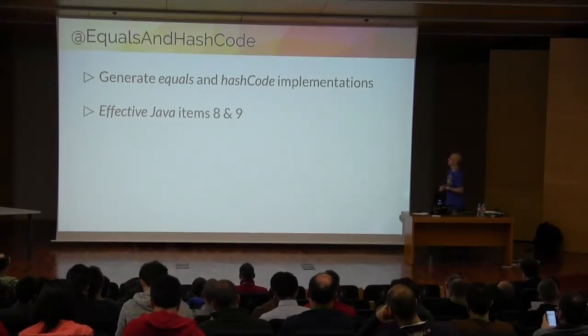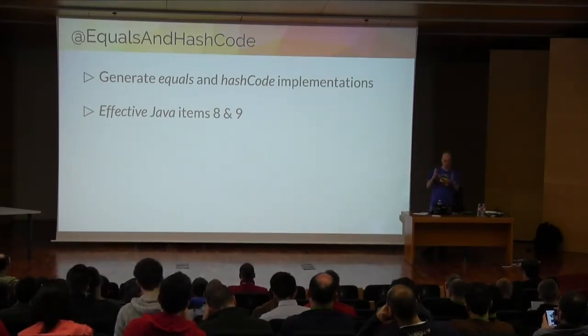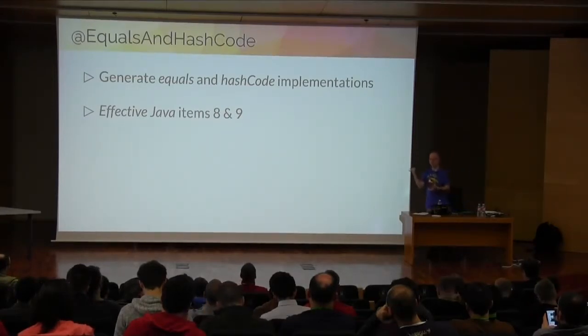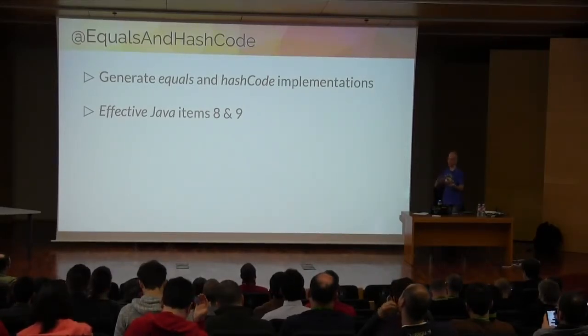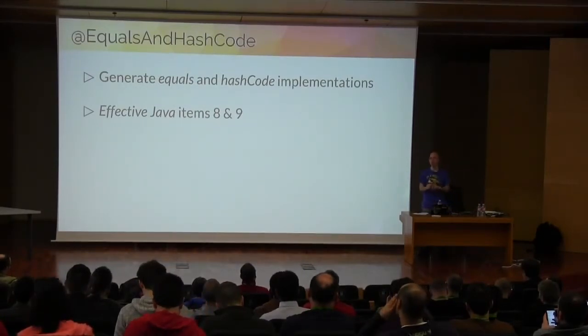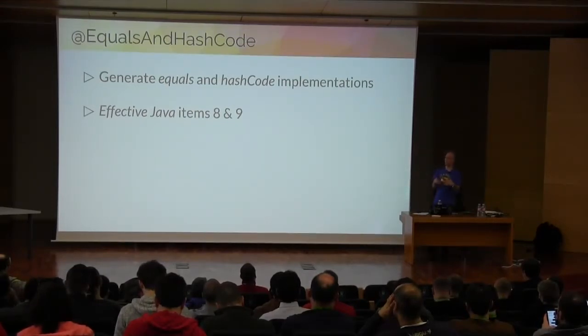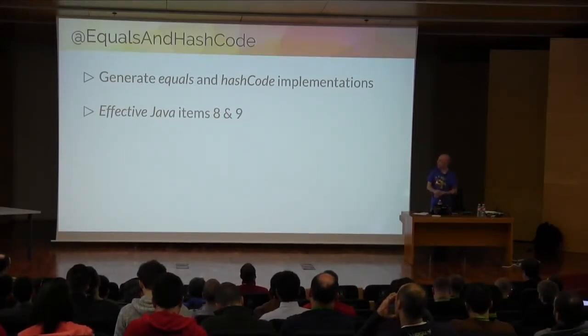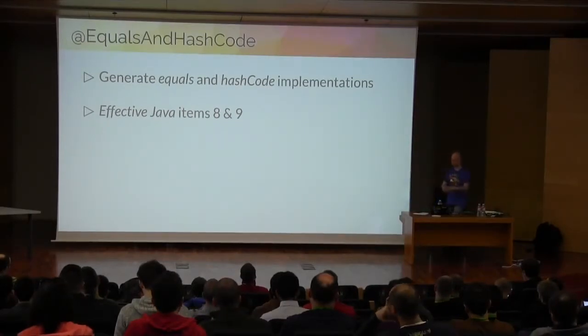Another transformation is EqualsAndHashCode, which will generate this implementation for us. And remember, I'm going to talk about Effective Java in some of these items, because it is not always that easy to implement equals and hashCode. Also, once you implement equals, you should implement hashCode, because if you don't do that, your code is not going to behave well. You are going to have some strange behavior. And that's the reason we have this EqualsAndHashCode annotation, and we don't have one for equals and another one for hashCode. You need to implement both methods.